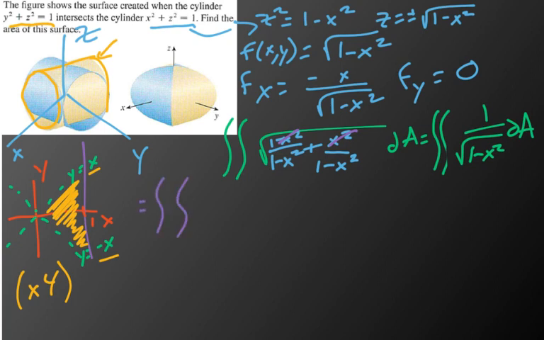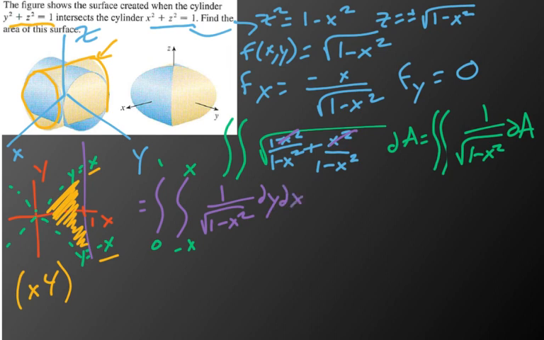Doing a dy first means we're going to go from this diagonal to this diagonal. We're going to go up like that, so negative x to x. Then in terms of left and right boundary, you go 0 out to 1, again because the radius is 1. I'll just do green again. 0 to 1. And then we have 1 over square root of 1 minus x squared dy dx.